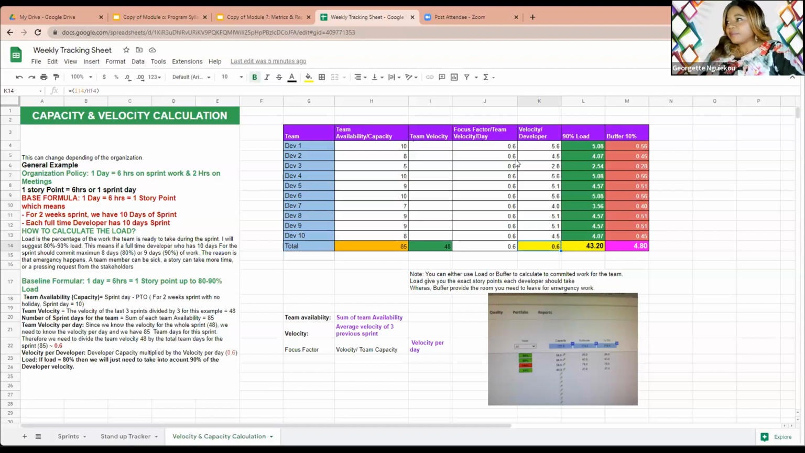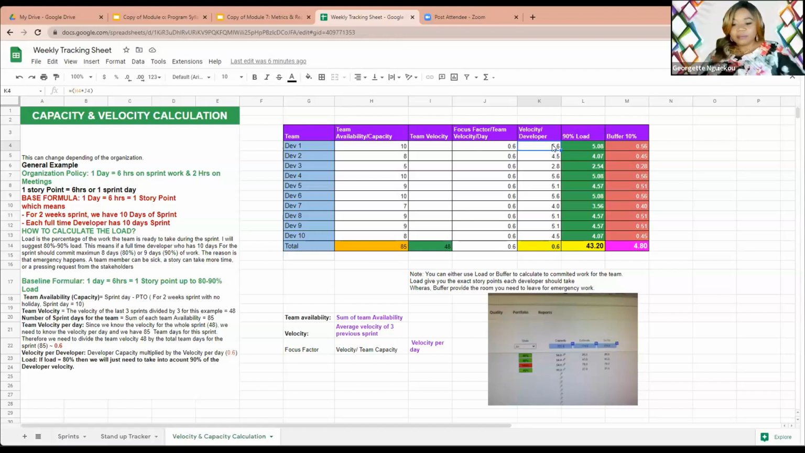So now, before we do that, here what happened? We have this, and we don't just do the simple math. If we take 0.6 multiplied by 10, it's going to give us 5.6 story points, right? That means this developer A can have up to 5.6 story points during that sprint. Does that make sense? Mm-hmm.